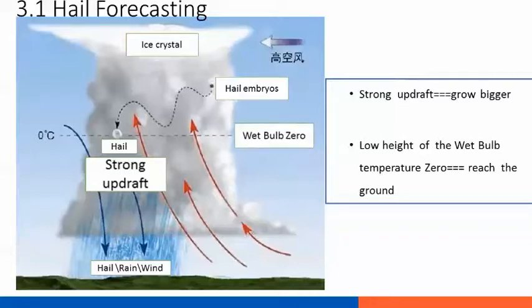Low height of the wet bulb temperature zero also means that the likelihood of hail melting is reduced because the cloud to ground distance is short. So, in summary, high lapse rate, high vertical shear, and low height of the wet bulb temperature zero are favorable environment conditions for hail forecasting.